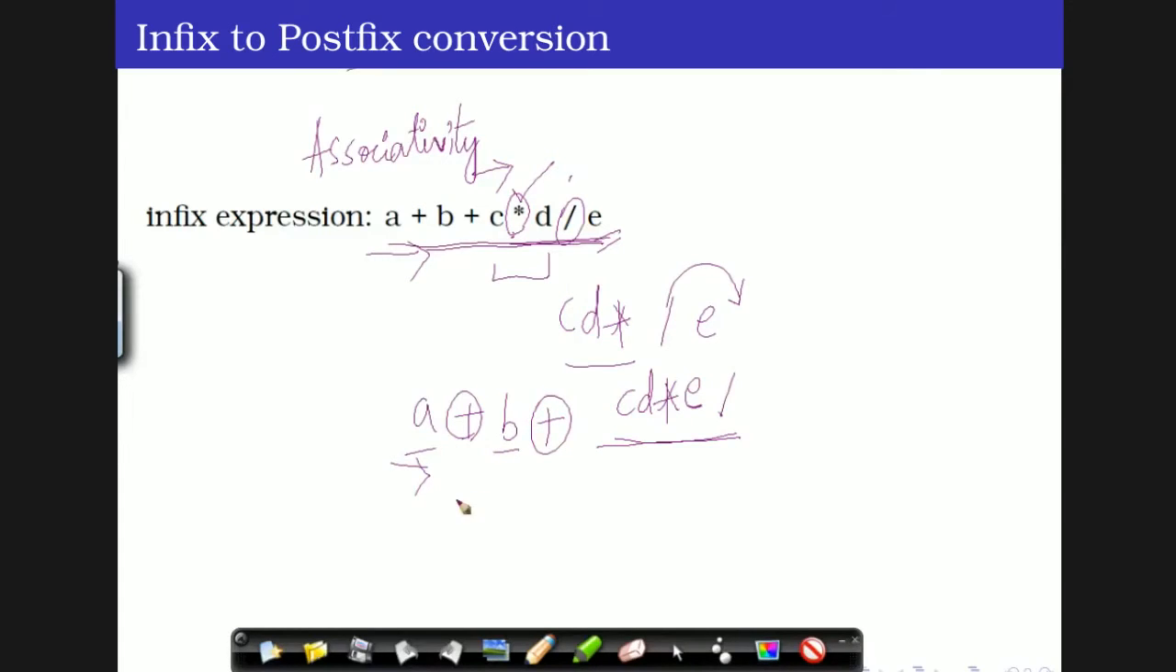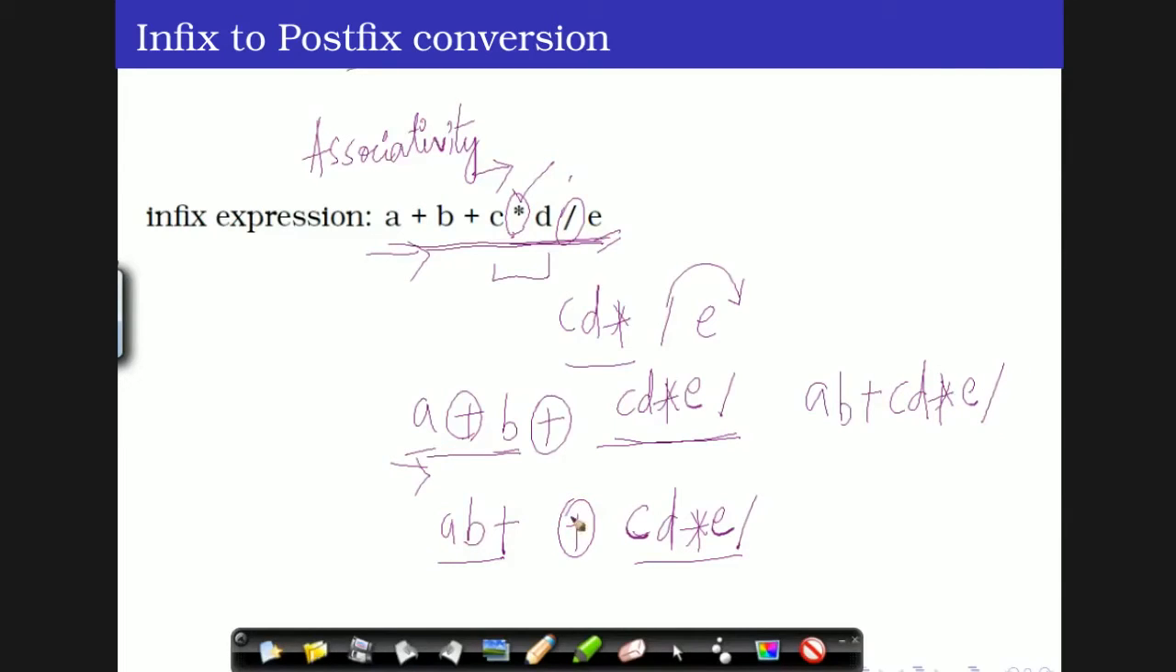So what will it do? It will perform the A and B addition first. So A, B, and the plus operator will move to the right of these operands. And what else is left? So this expression is converted. Now this has become one operand and this has become one operand, and the operator still to be converted is plus. So now it will take A, B plus, and then the other operand, that is C, D star, that is multiplication, E, and then division, and then this plus or addition operator will come to the right-hand side of these two operands. So it will come here.